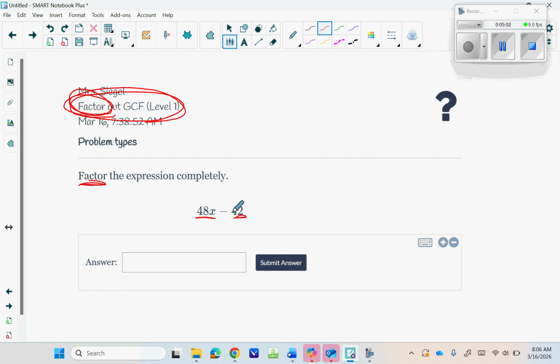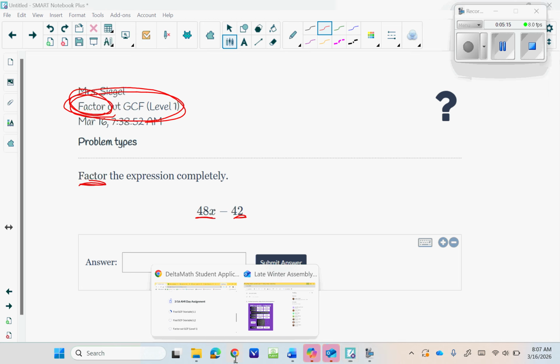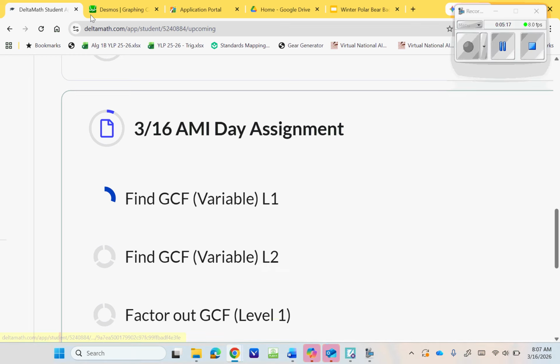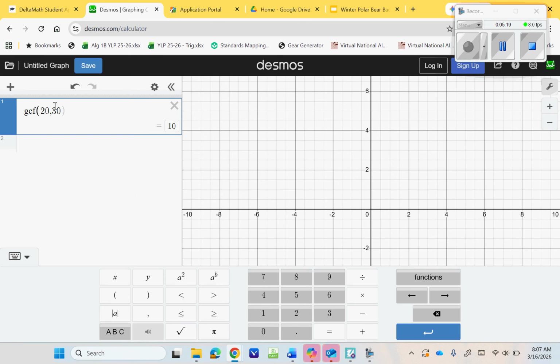So notice they don't share a variable. So I know that my answer is just going to be a number. It's not going to include a variable. So let's go ahead and cheat. So I have 48 and 42. So let's go back to Desmos and see what we have here. Okay, so 6 goes into 48, 6 goes into 42. That's the biggest factor, and so 6 is going to be my answer.